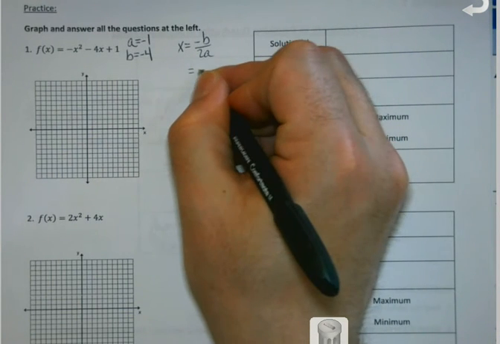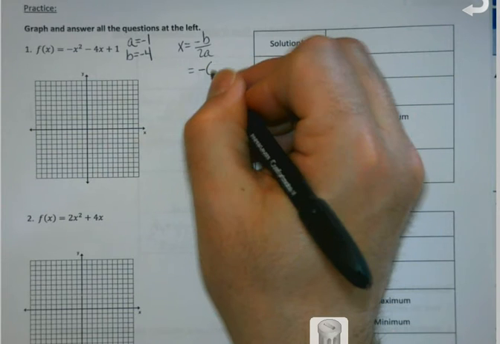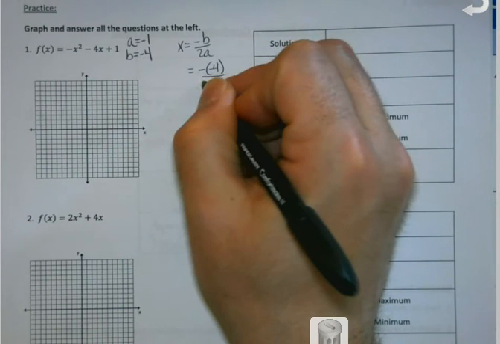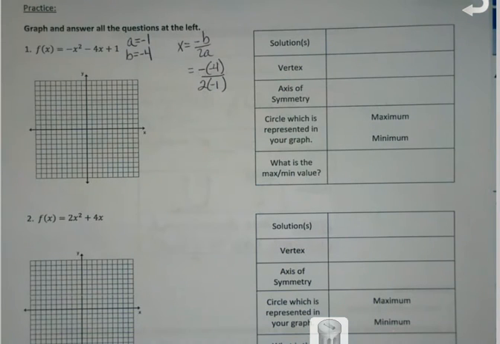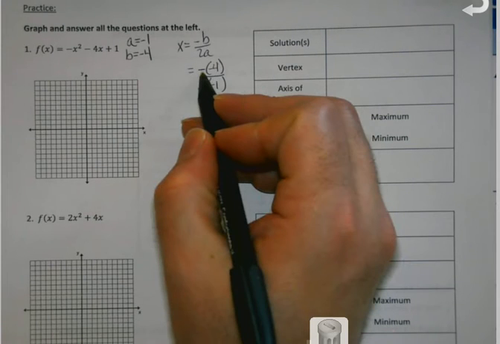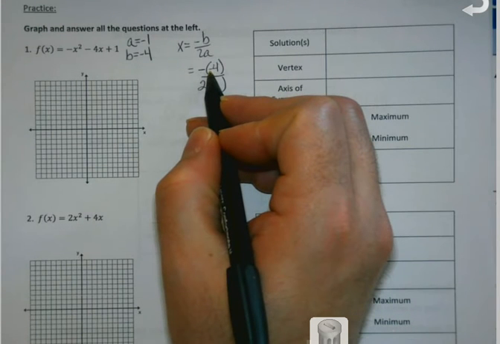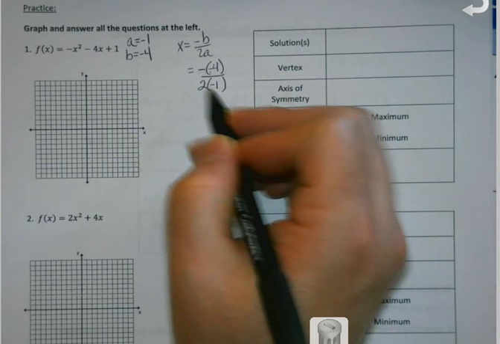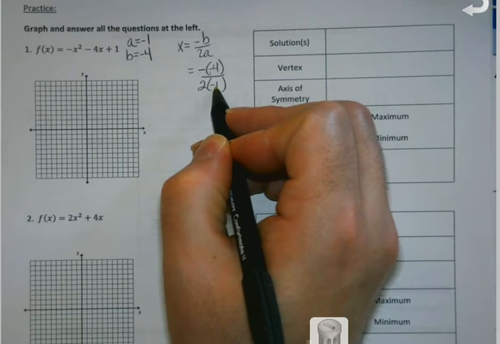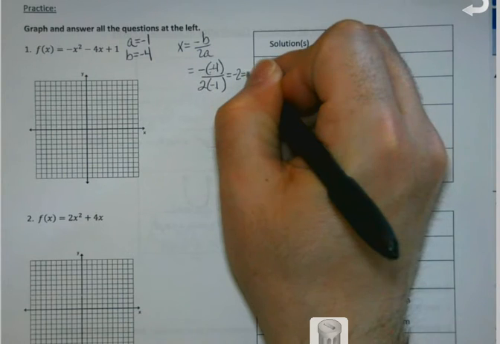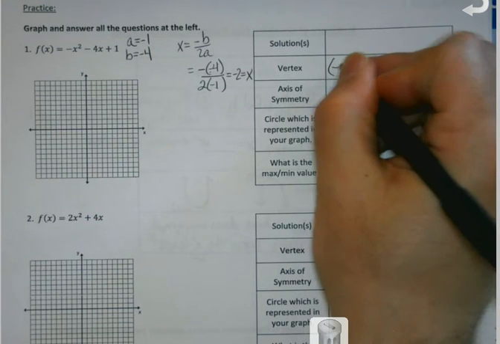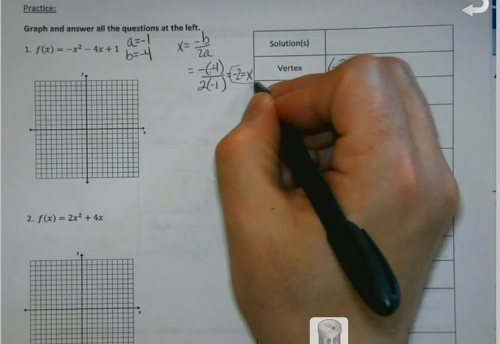Now the negative stays there. And then I plug in my b over 2 times a. And I got to figure out what that is. So let's see here. Opposite of negative 4 is 4. 2 times negative 1 is negative 2. So 4 divided by negative 2 is negative 2. Okay. So I've got the x part of it here.